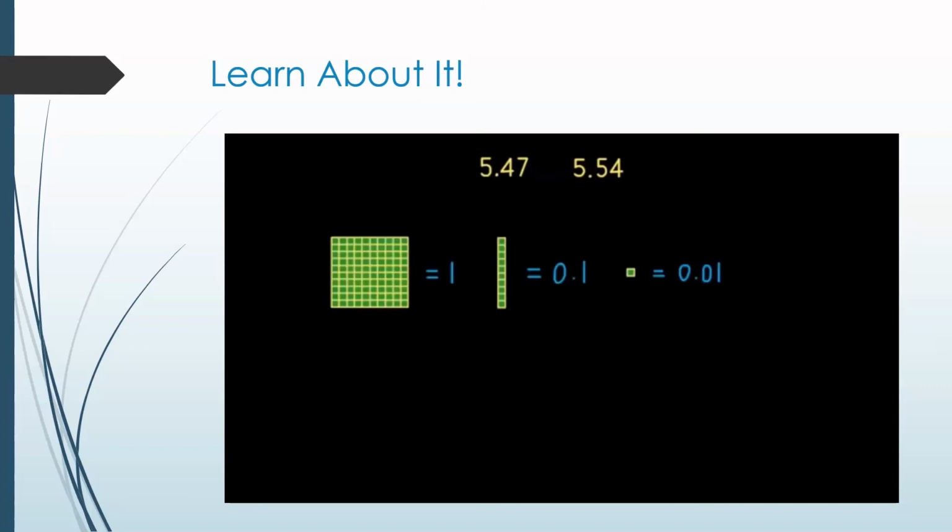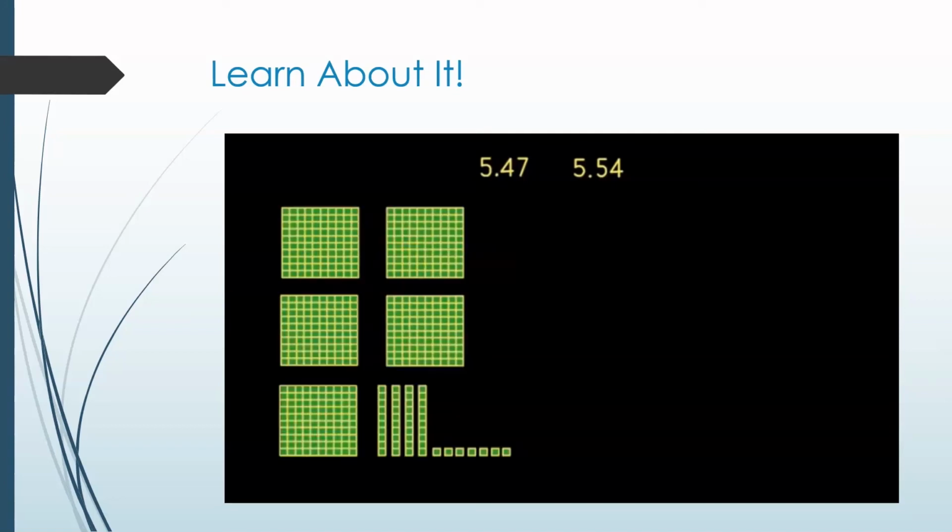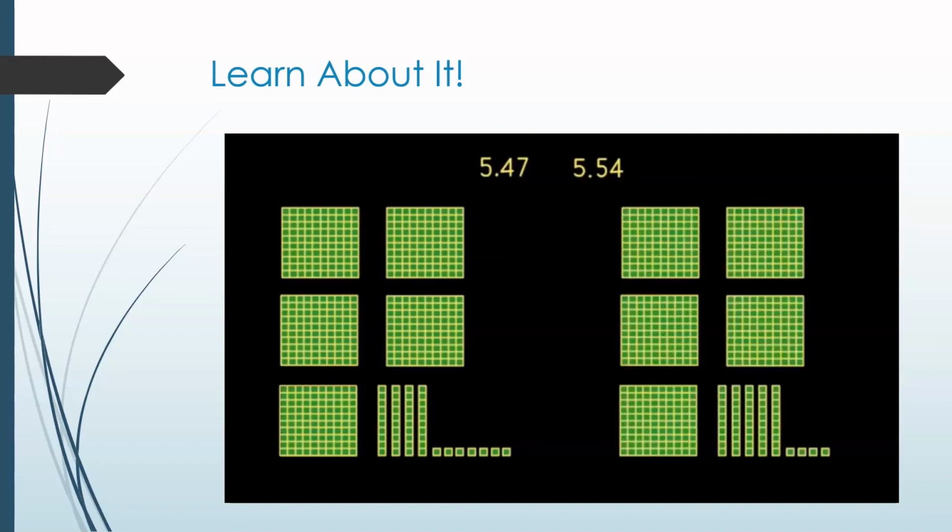You can also use place value blocks to compare. One flat represents one whole. One rod represents 1/10, and one cube represents 1/100th. So, 5 and 47 hundredths would be represented like this. And 5 and 54 hundredths would be represented like this. Once again, 5 and 54 hundredths is greater than 5 and 47 hundredths.